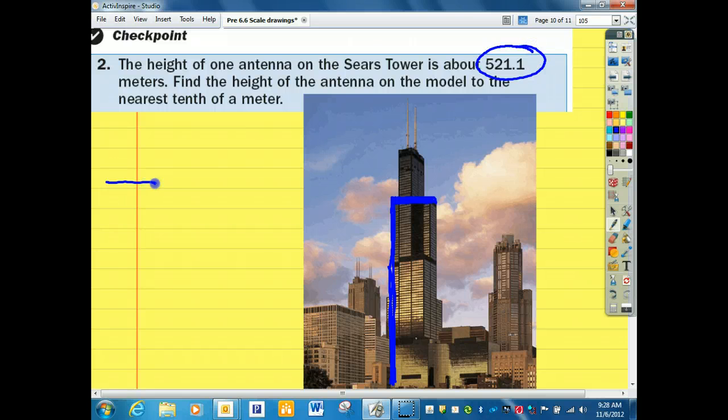Okay, again, what do I know from the previous page? In our model, our 3D model is 1 to what? 103. And what do we know here? They're telling us the height of the antenna. Right here. This antenna is about 521.1 meters. So then is our assumption right on the height of the observation deck?